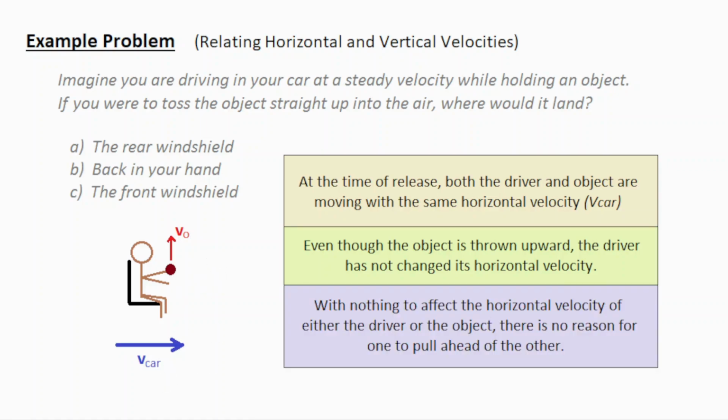Well, the car itself is moving at a constant velocity. That means the driver in the car is doing that as well. We've discussed that there's no reason for the object to change its horizontal velocity, which is equal to the car. So that would mean that the object would land right back in the person's hand, and that would make the answer choice B. So this problem serves as a good example of why it is best to analyze a projectile's horizontal and vertical motion separately, as they are independent of one another.